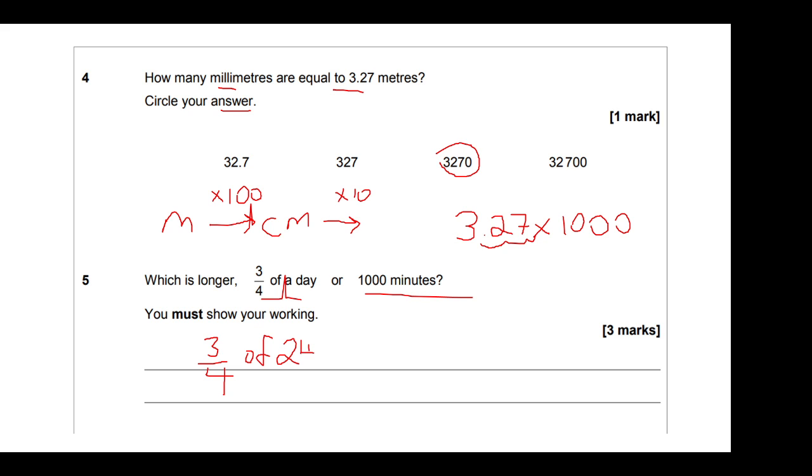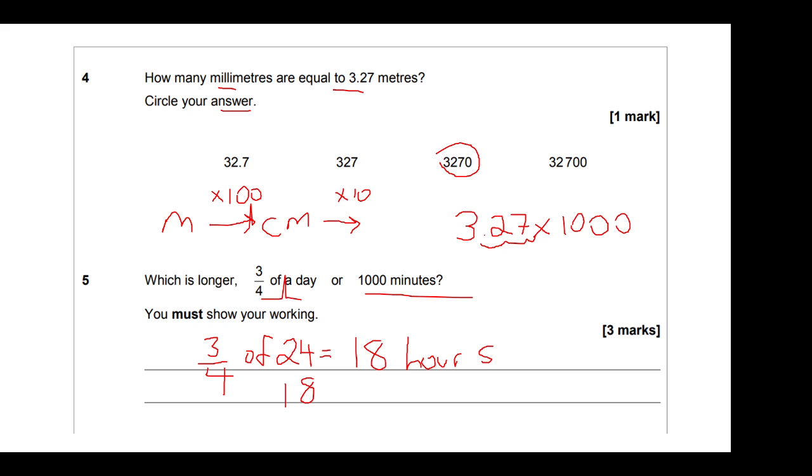So a fraction of an amount, divide by the bottom and times by the top. 24 divided by 4 is going to be 6. 6 times 3 is going to be 18. So it's 18 hours. And from hours to minutes, we multiply by 60. 18 times 60.